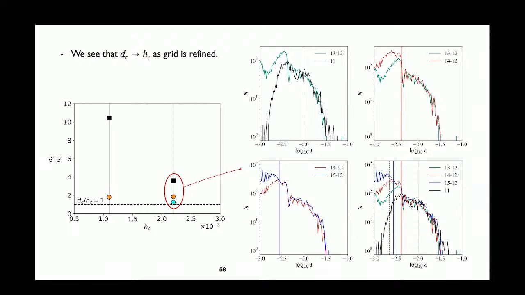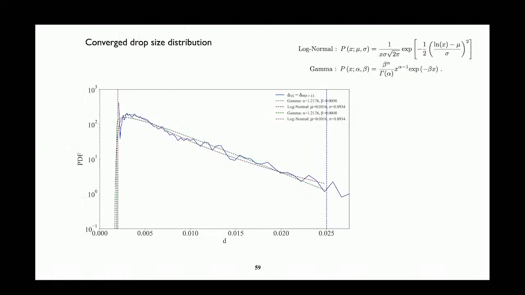And here we do the plot for all the simulations that we did, and we see that as the grid is refined, keeping this critical sheet thickness constant, the converged drop size range goes towards HC. So that means at very high resolution, all drops above this critical sheet thickness would follow a converged drop size distribution. Now the converged drop size distribution that we get looks like this.